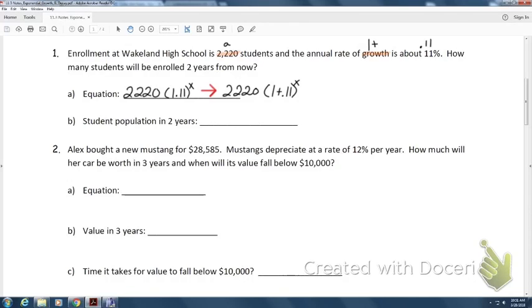And Morgan, how many students would there be after 2 years? 2,735 students. Okay. Go ahead and attempt number 2. All right, so going through this, Bree, what would my equation be?